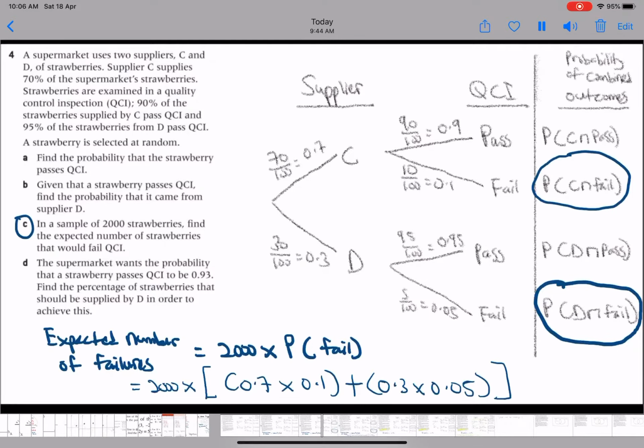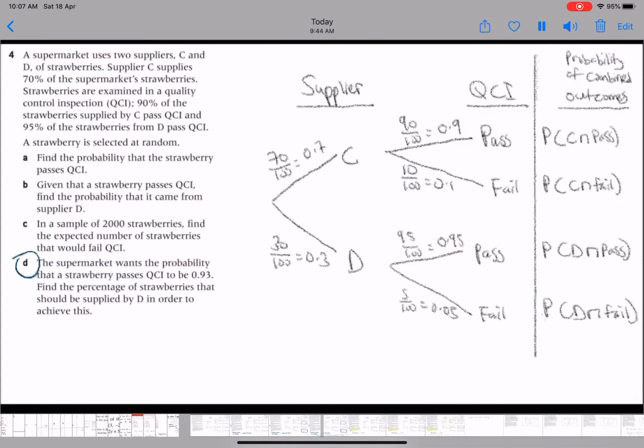Key this in your calculator, you get 170. So out of 2000 strawberries, we are expecting 170 of them to fail the QCI. This 170 is just an expected number, what we expect. It may not happen in reality. It may be less or it may be more. The key thing here is the probability of fail comes from combined events. So C and F, D and F. Alright. Okay, the next question.